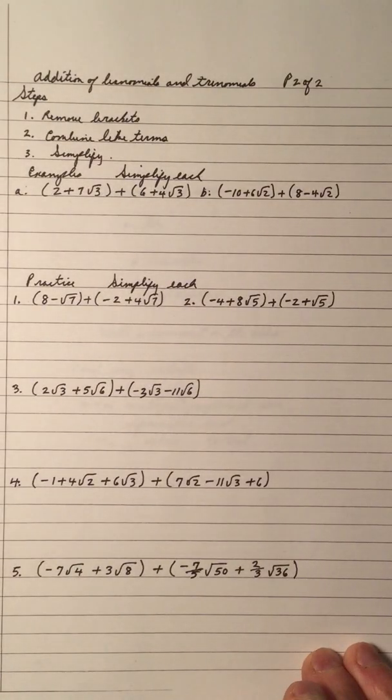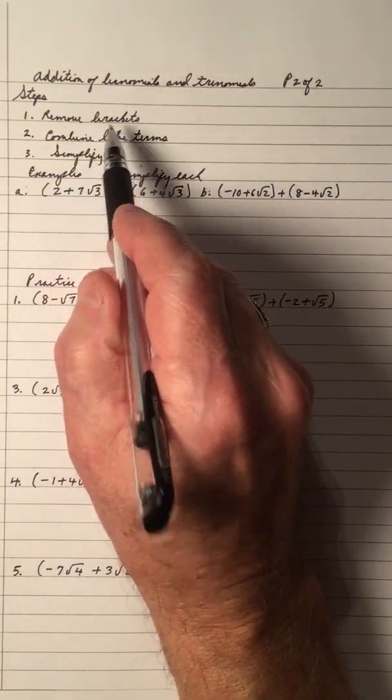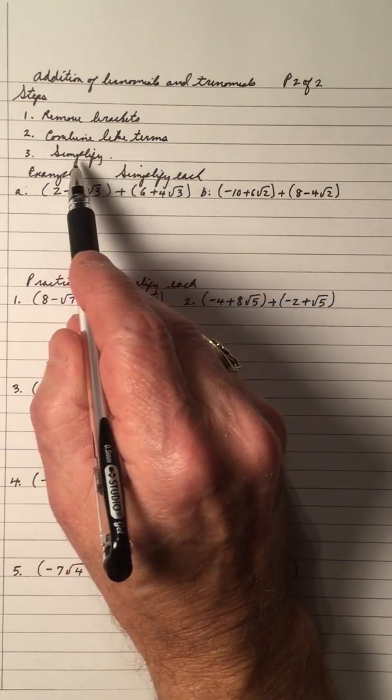Okay, I can turn this page over here. There we go. The steps for the addition of binomials and trinomials are: remove the brackets, combine like terms, and simplify.